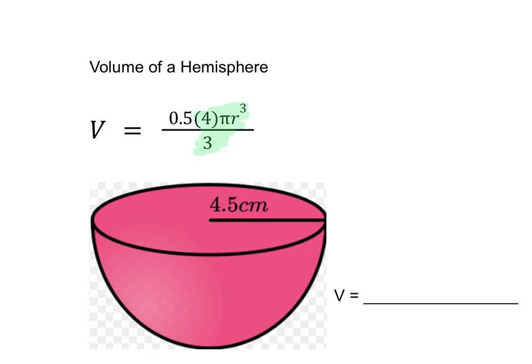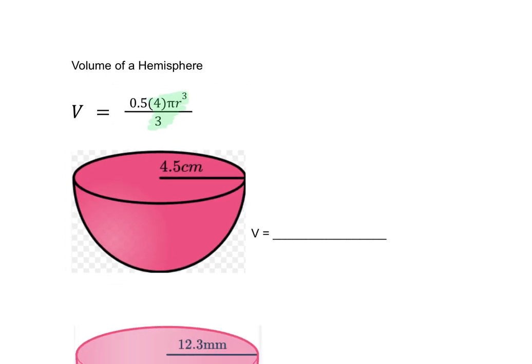Okay, so we're going to do the exact same idea here. We're going to have 0.5 times 4 times 3.14 times our radius. In this case, our radius is 4.5 to the third power, divided by 3. We're not solving for the radius. For these first two examples, we are literally just plugging the number in and calculating what our volume would be.